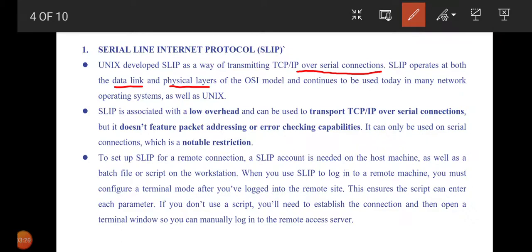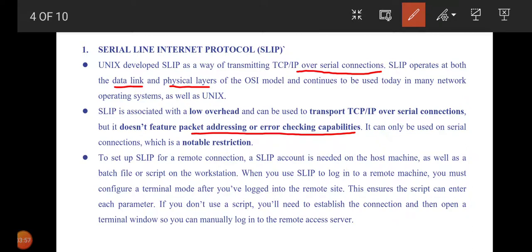It has a low overhead, that means the associated cost related to establishment and message transmission is less, and as already discussed, it can be transmitted over serial connections. However, it does not feature packet addressing or error checking capabilities. So the addressing mode and the error checking mechanisms are not associated. Therefore, it might not be very reliable for various business organizations to send their confidential data. However, for trivial data, they can still use SLIP.